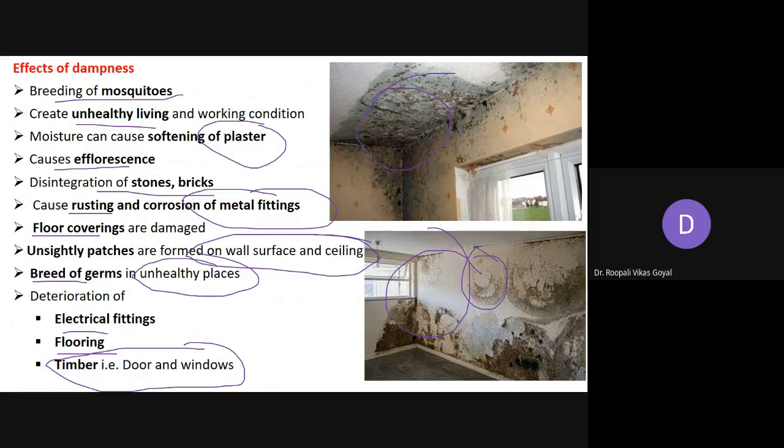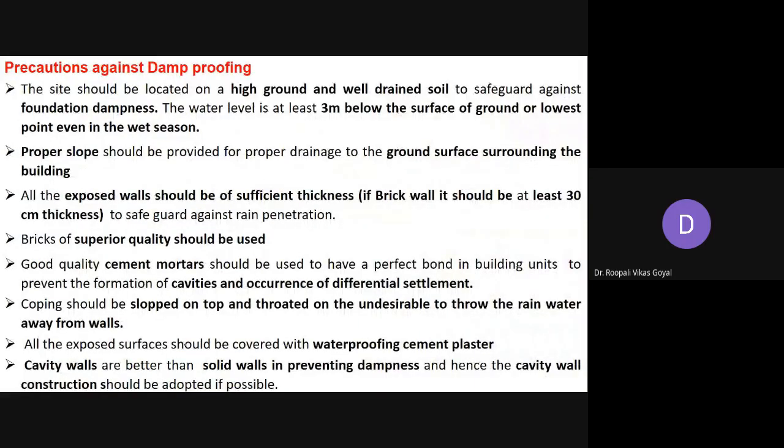So it becomes very essential that we should provide certain treatment, so that we try to avoid the entry of moisture inside your building. So there are certain precautions if you want to do dam proofing in your building. First thing is related to site selection. Your site should be located at high ground, and it should be well drained soil. So agar woh well drained soil hai toh automatically paani neeche chala jayega, to safeguard against the foundation dampness, so that from the foundation water should not enter your building. And the water level should be at least 3 meters below the surface of the ground or lowest point in the wet season.